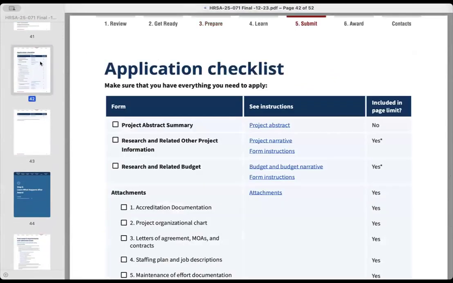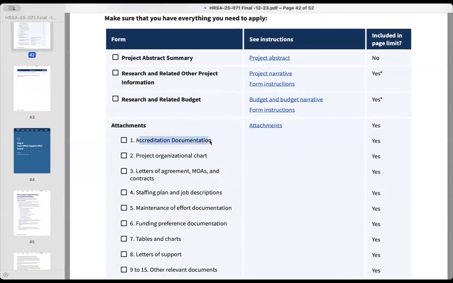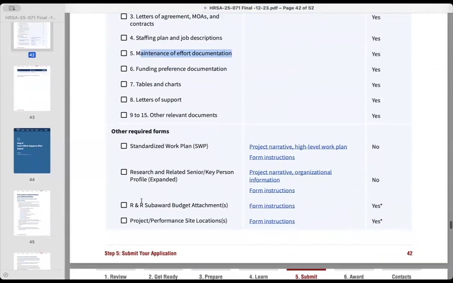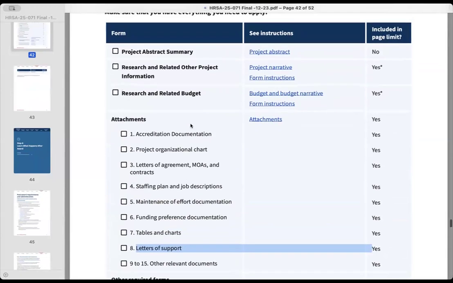So if we look at the checklist for this particular opportunity, we see it is broadly the same. We have accreditation documentation, letters of agreement for groups that you might be working with, maintenance of effort documentation. And it has a few other things. We have letters of support that you can include. Awesome. But if we were to go through and compare these two lists side by side, we find that a third of the things that show up in this list are also in the other application.